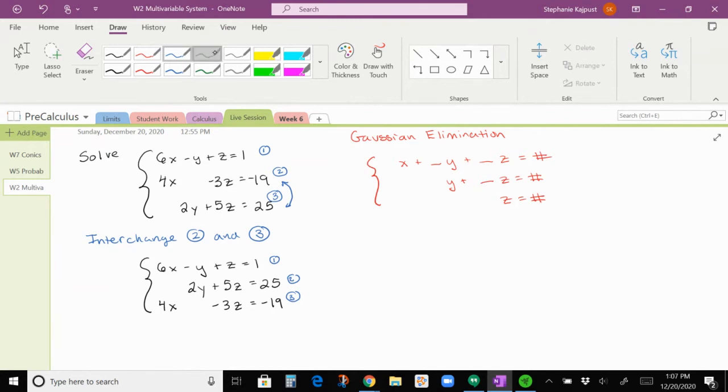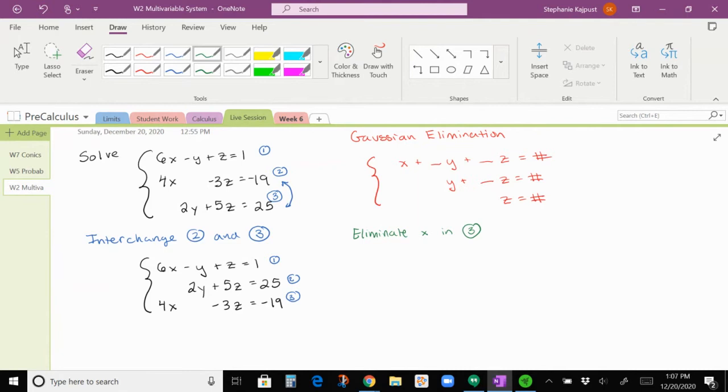So I usually do scratch work on the right side here when I do that. So we want to eliminate x in equation 3. That's our goal here. And so our coefficients are 6 and 4 for the x if we use equations 1 and 3. So we want to look at our least common multiple, which would be 12.